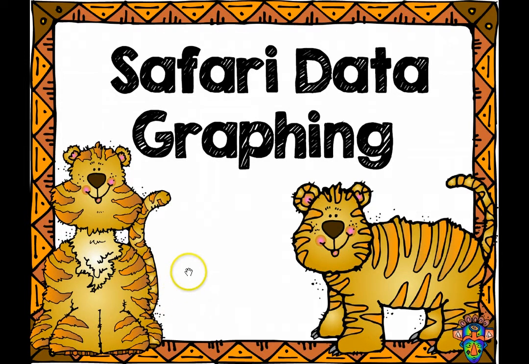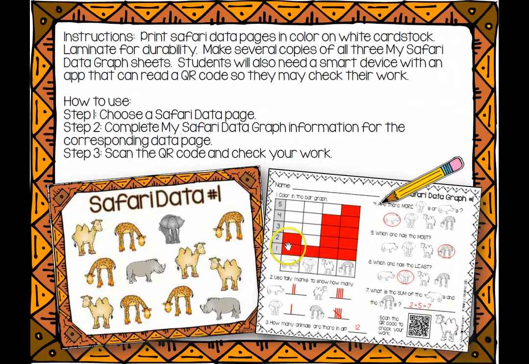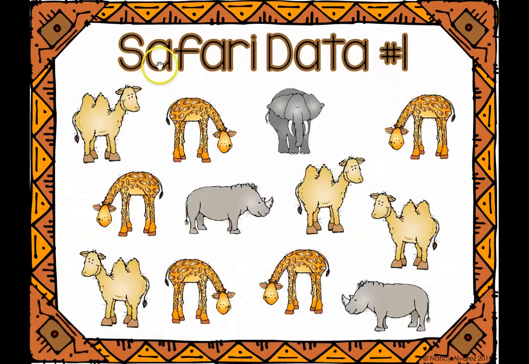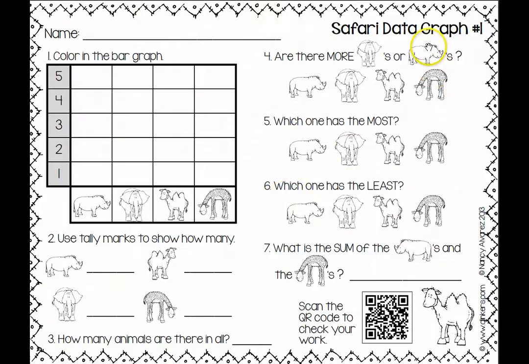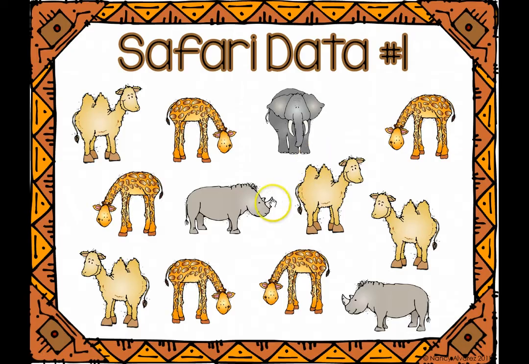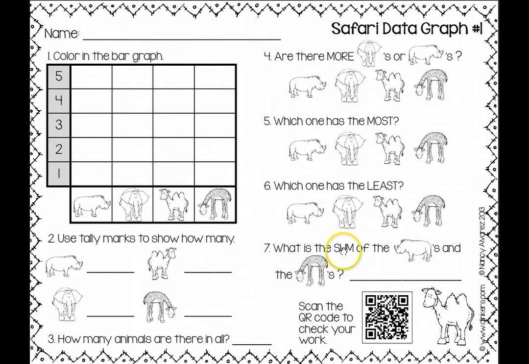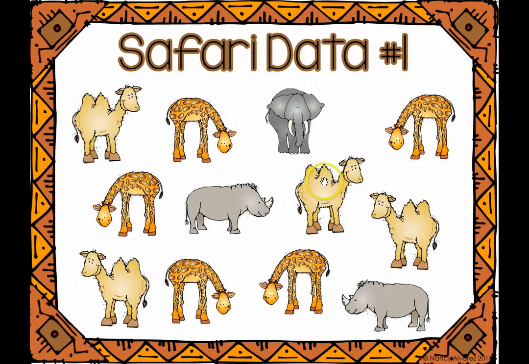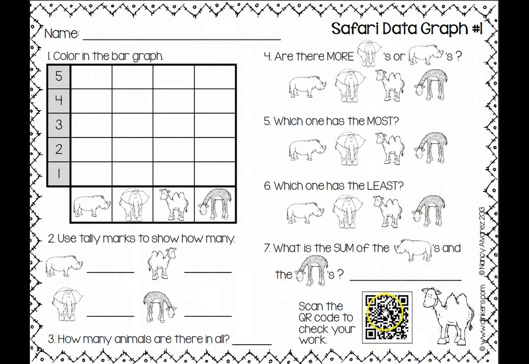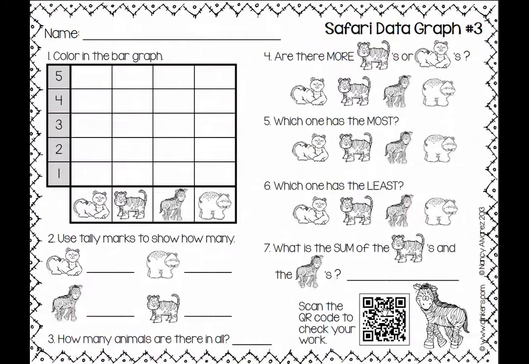The next activity is working with data. I have provided 3 sets of data for students to work with. Each page will tell you Safari data number 1, and then the answer recording sheet will tell you that it's number 1, because they're not going to be the same. You'll print these out and make multiple copies and have students answer all of these questions using this data right here. Then when they're done, they can scan the QR code and it will show them all the answers.